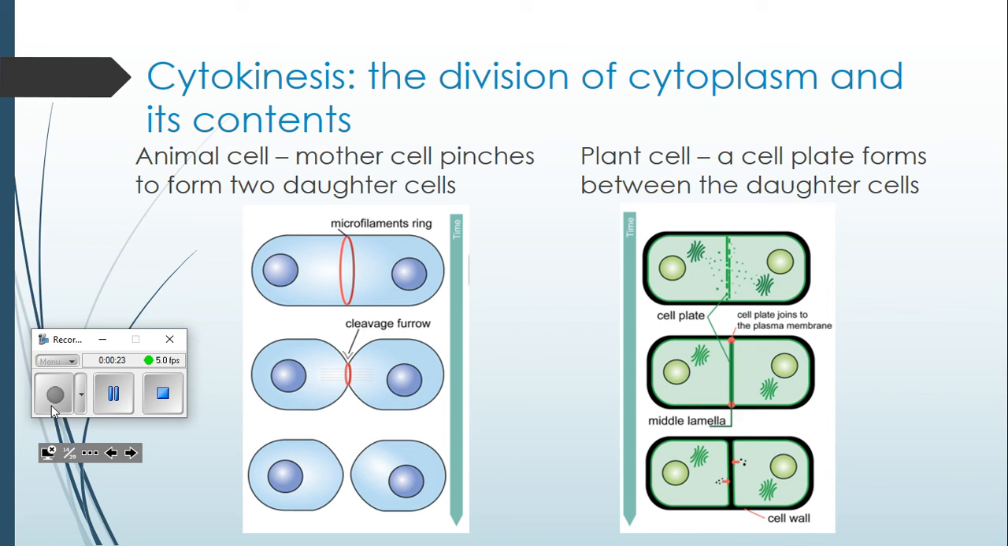Mitosis is where we divided the nucleus in half. We took all the chromosomes and their copies, we pulled them apart, we made 2 nuclei. That's part of the cell, but everything else that's in the cell needs to be divided in half too.